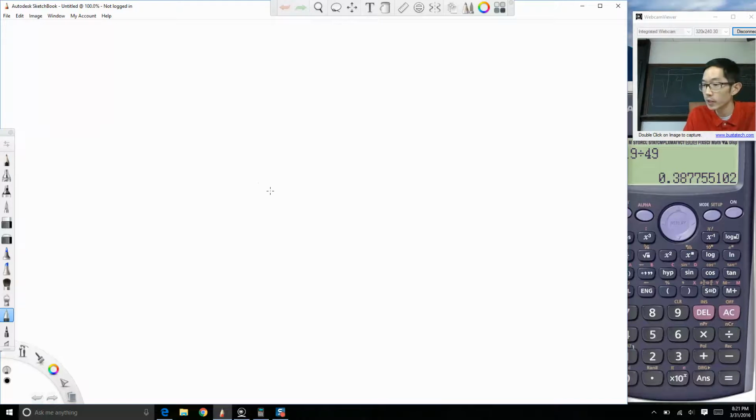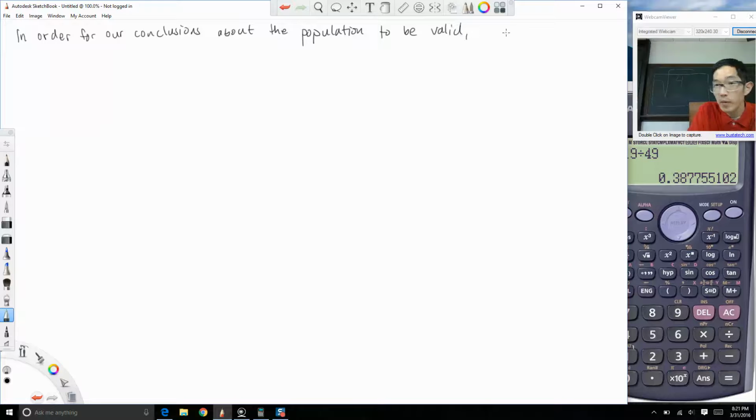All right, and so in order for our conclusions about the population to be valid, our sample must be representative of the population.